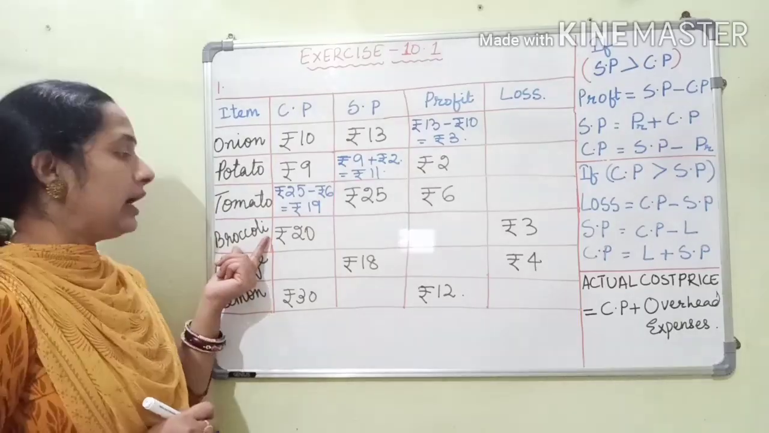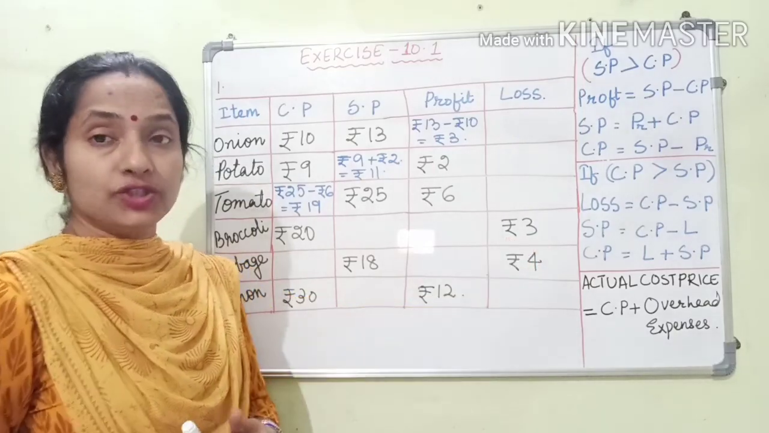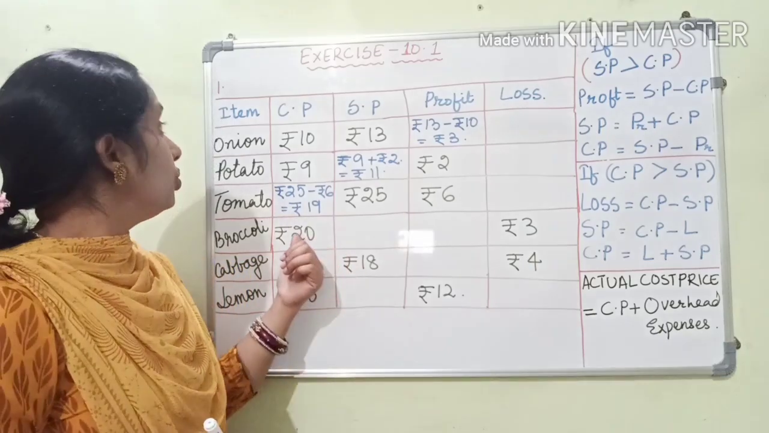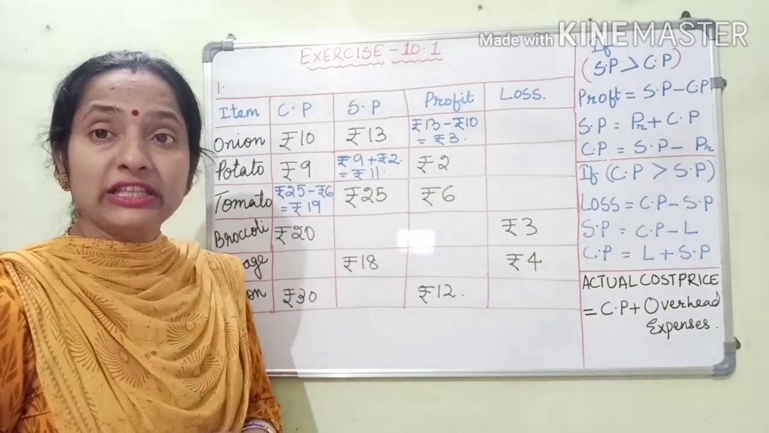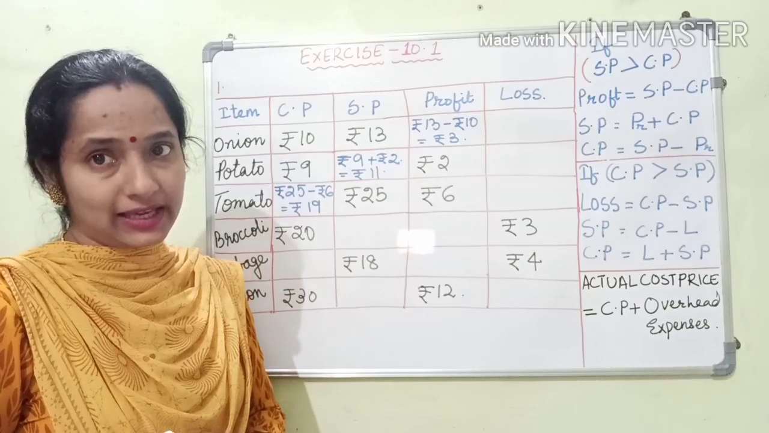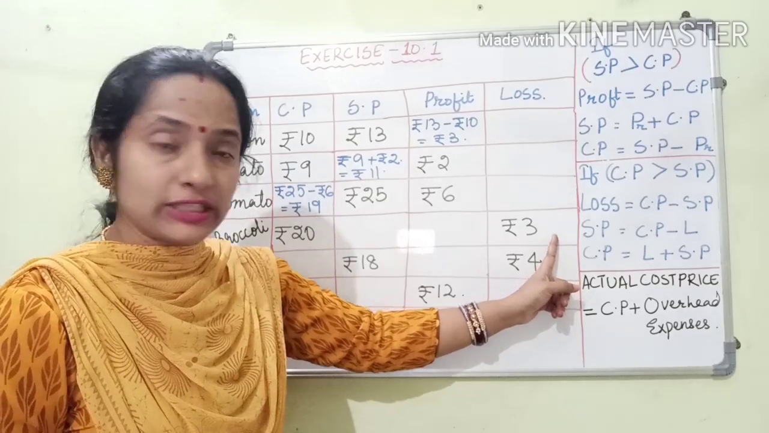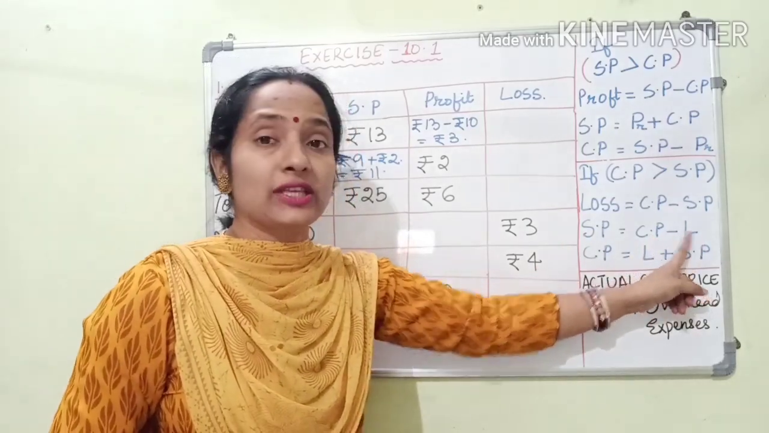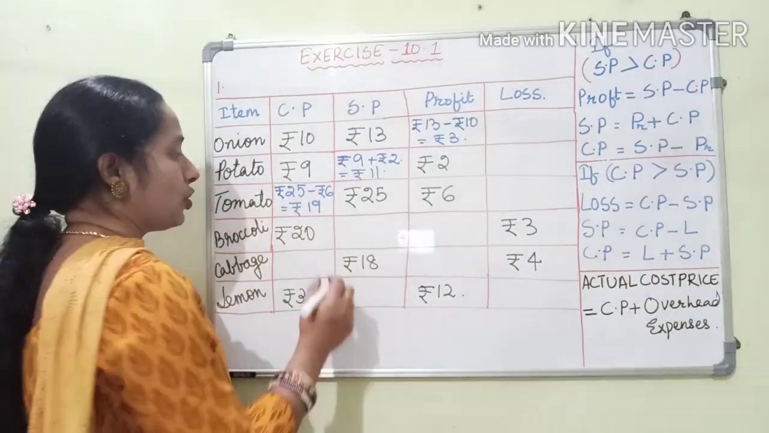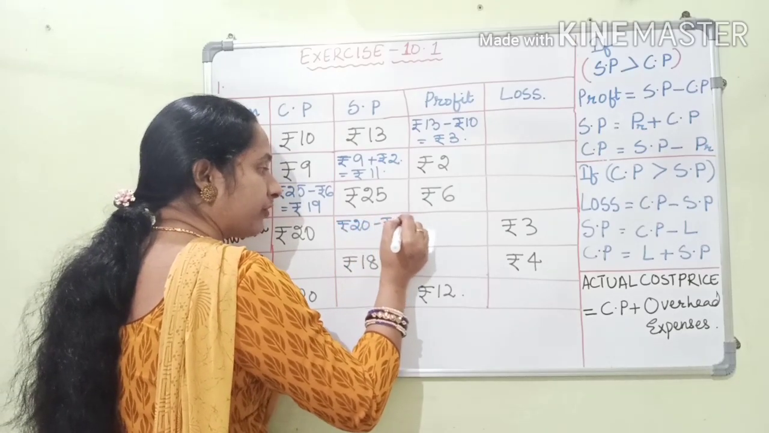Similarly, if you come to the next item, broccoli, the cost price is given and the loss is given here. Children, when there is a loss, come on, tell me, compared to the cost price, what will be the condition of the selling price? Definitely the selling price will be less than the cost price in the case of loss. So we are given the cost price and the loss amount. When cost price and loss amount are given, how will you find the selling price? We will find the selling price by subtracting the loss amount from the cost price.